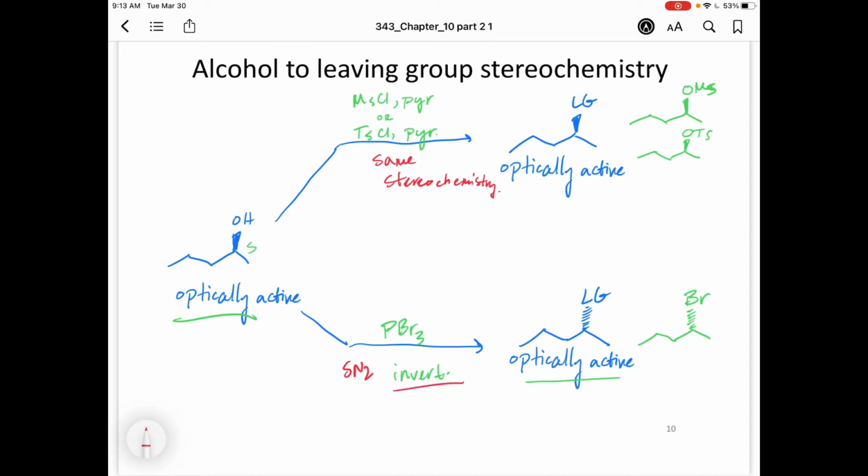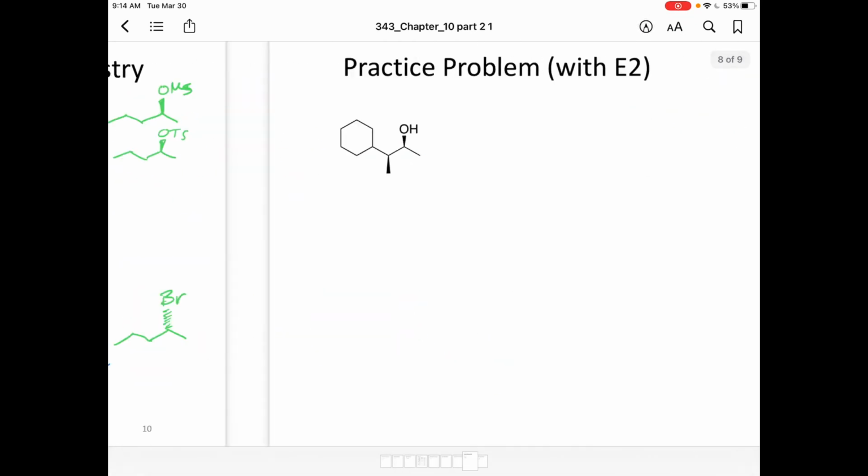SN2 inverts. Let's walk through some practice problems so we can practice this idea about taking our alcohol, turning it into a leaving group, and knowing what kind of leaving group and where we want it to be.